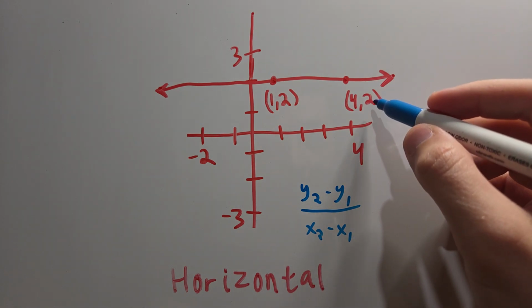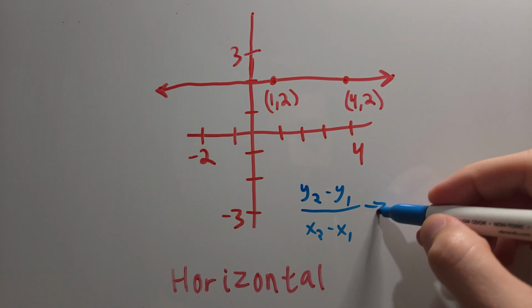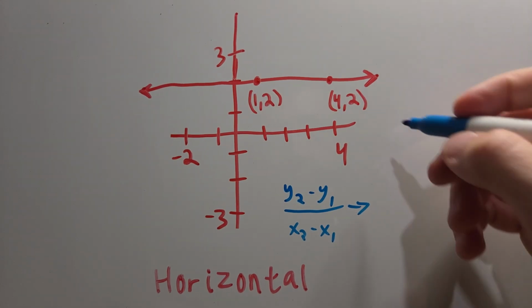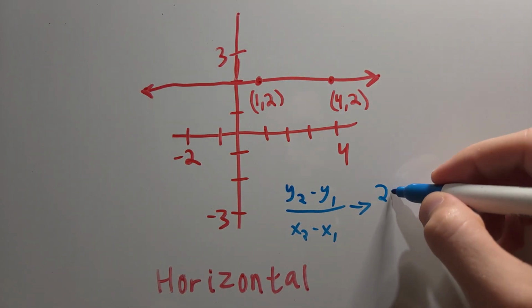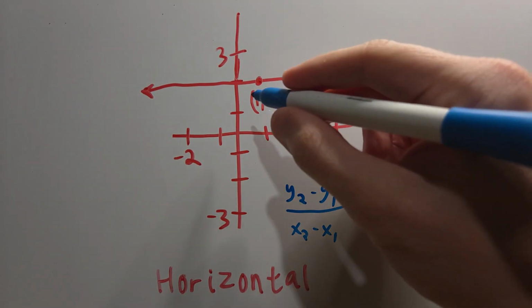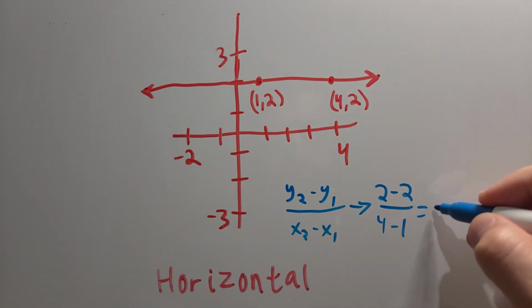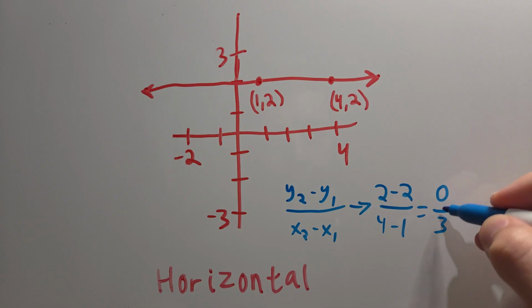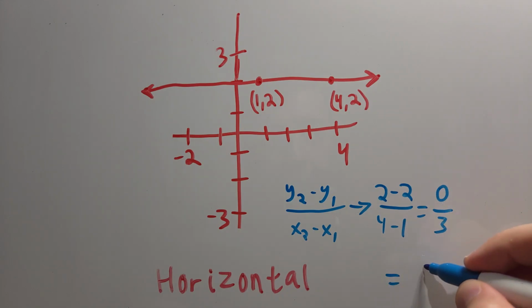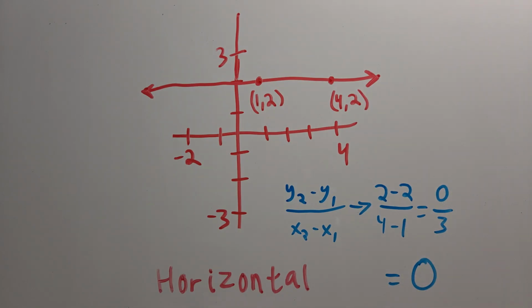So in this case, the difference in the y values is going to be 2 minus 2 over 4 minus 1. Well, this gives me 0. The slope of the horizontal line is 0.